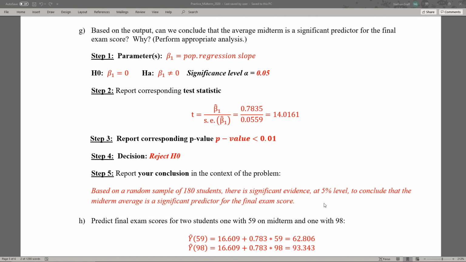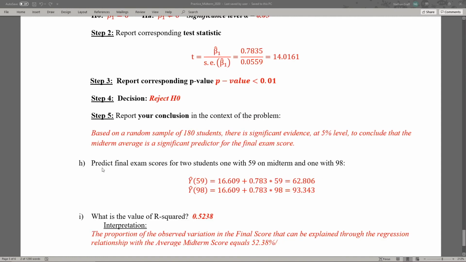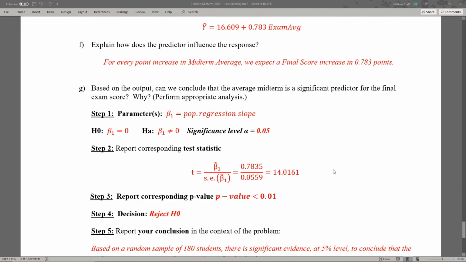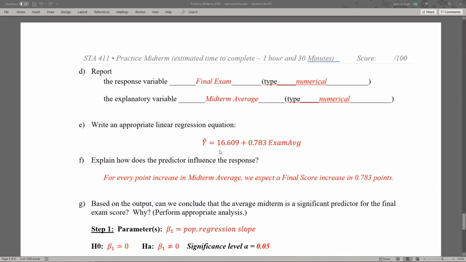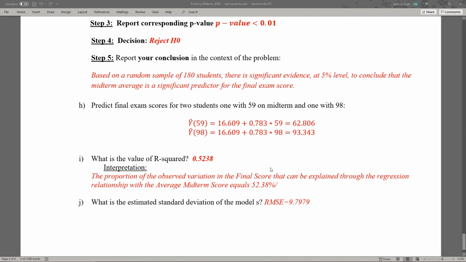Part H then asks us to predict two final exam scores based on midterm scores. In this case, we want to predict the final exam score for students who have received a 59 and 98 on their respective midterm averages. To find these values, we simply plug in the specified values into the regression equation found in Part E. Therefore, we have a final exam score of 62.81 for the student who had a 59 on their midterm, and 93.34 for the student who had a 98 on their midterm.